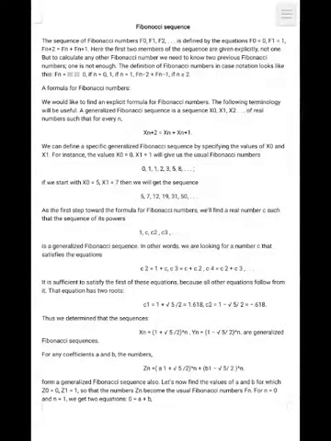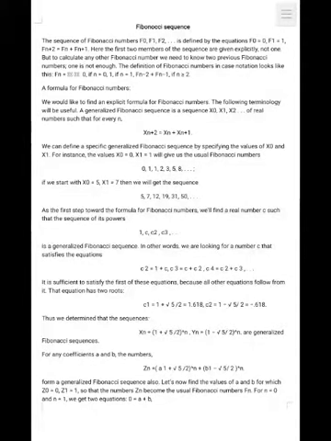As the first step towards the formula for the Fibonacci number, we will find a real number C such that the sequence of its powers 1, C, C2, C3 is a generalized Fibonacci sequence. In other words, we are looking for the number C that satisfies the equations C2 is equal to 1 plus C, C3 is equal to C plus C2, C4 is equal to C2 plus C3. It is sufficient to satisfy the first of these equations because all other equations follow from it.